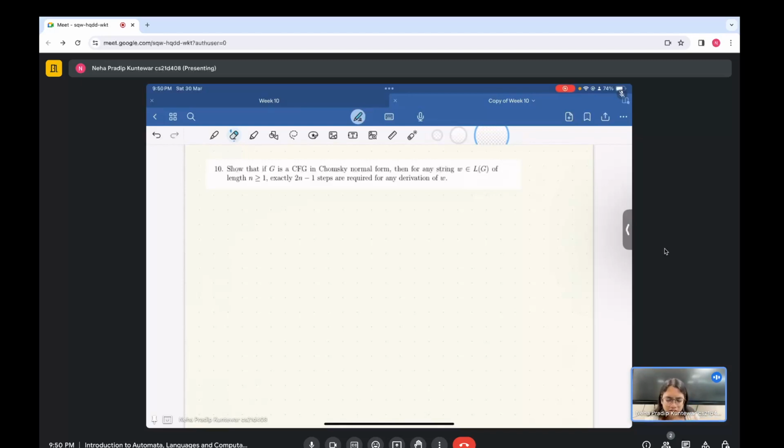It is not very hard to prove this if we use the properties of the CNF form. So that is what we will do. But I'll maybe wait for a minute for you to think.